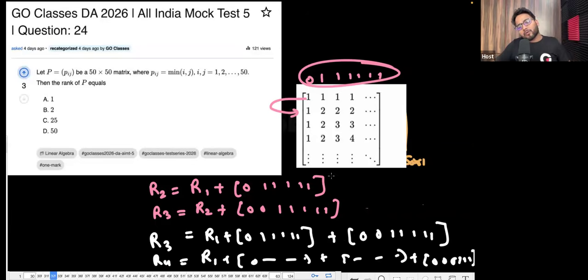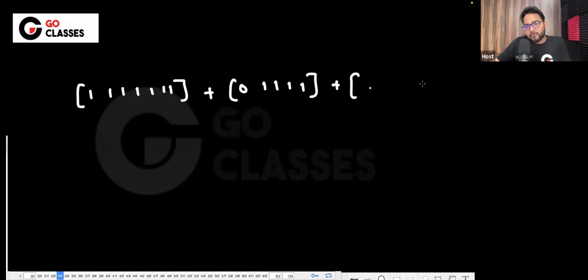Now you notice that every row is a linear combination of these vectors, which is R1 plus some vectors. R1 is actually all ones, plus these vectors 0 1 1 1 1 plus 0 0 1 1 1 1 1. Every row is something like this. If you want to find the kth row, you will have the first k minus 1 or k zeros here, right?